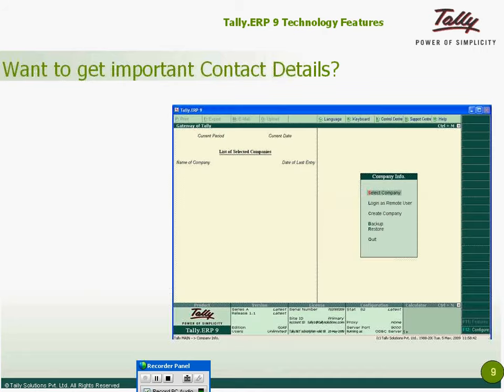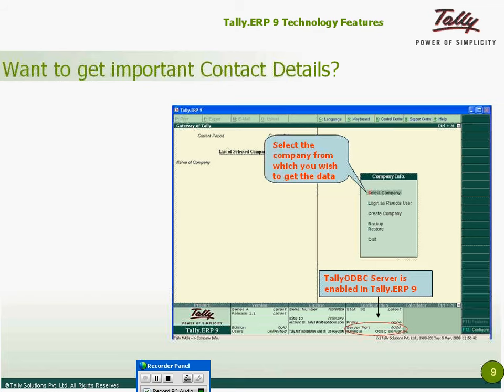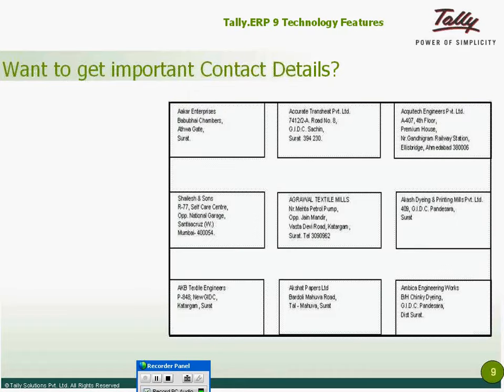If you observe the Tally.ERP 9 screen closely, you would find a statement in the configuration column that says running as ODBC server. Once the ODBC server has been enabled, you select the company from which you wish to get the data. You open Microsoft Word and you pull in all the data and create this kind of a label.